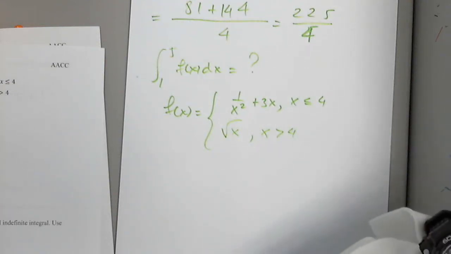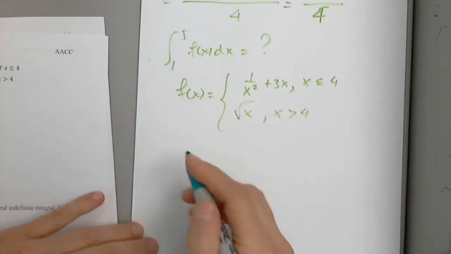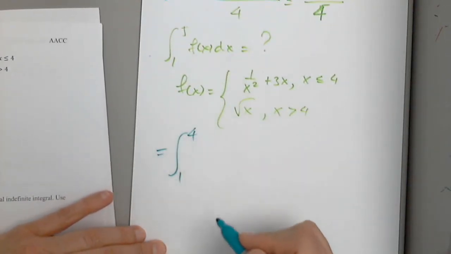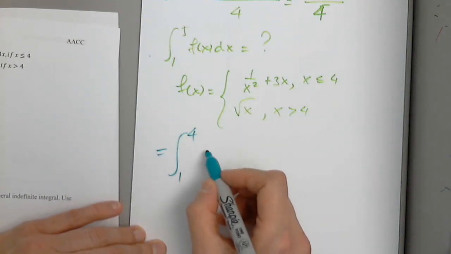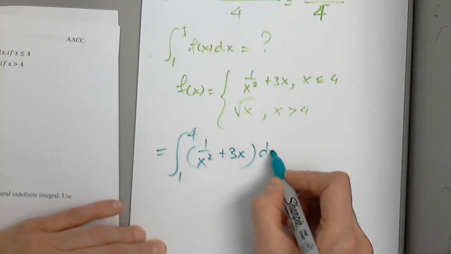Can anyone give us an idea of a starting point or how to think about this? You split it up into 2 different integrals. Very good. So this will be perfect. The integral from 1 to 4, excellent, from which function? Great job. Excellent. Plus?